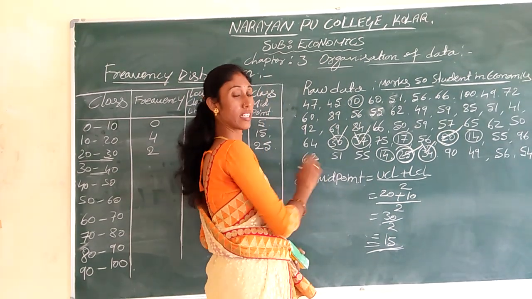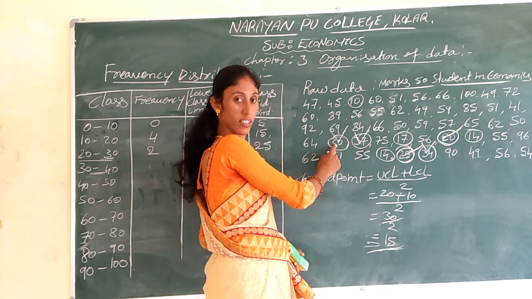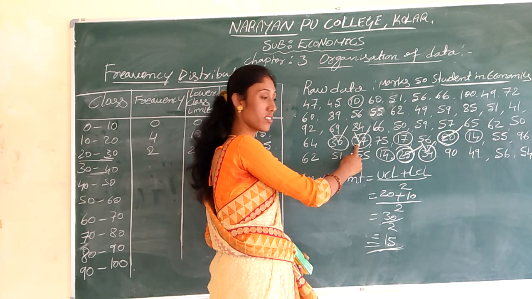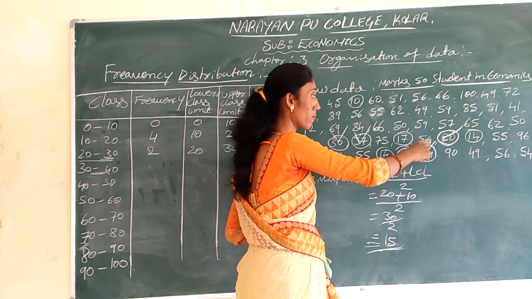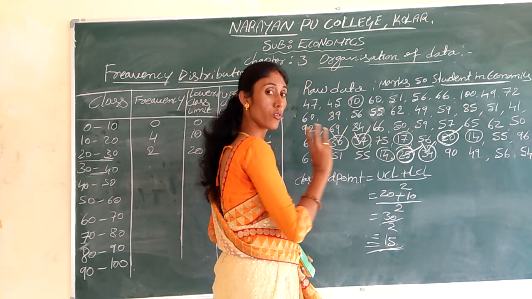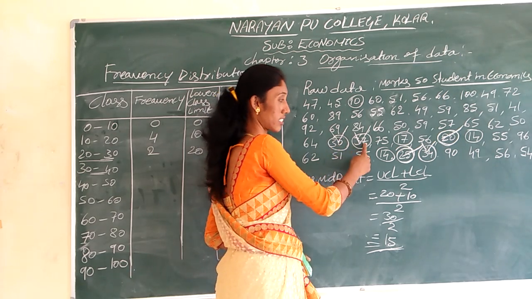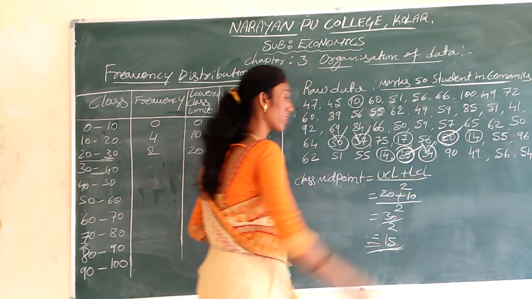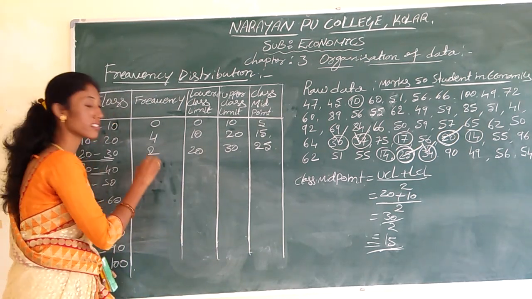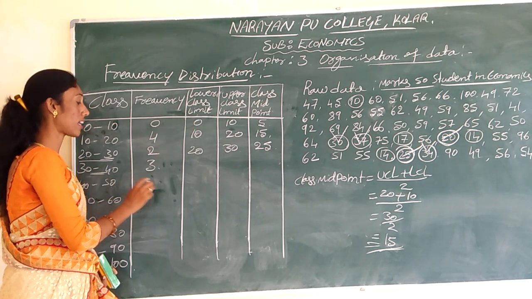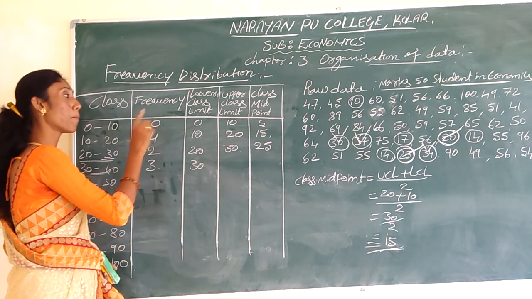Here we got three values between 30 to 40. One is 30, one more value is 37 and one more value 34. By observing all these raw data values, we got the values between 30 to 40. There are 3: 30, 37 and 34. Then the frequency of the class is 3.